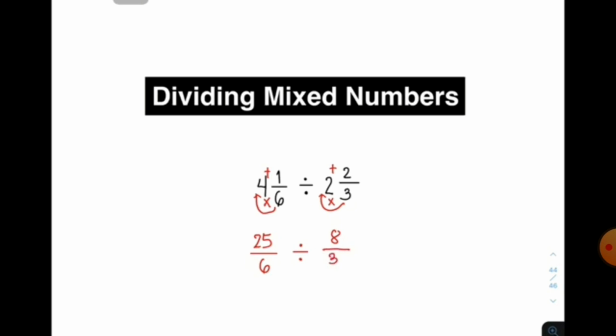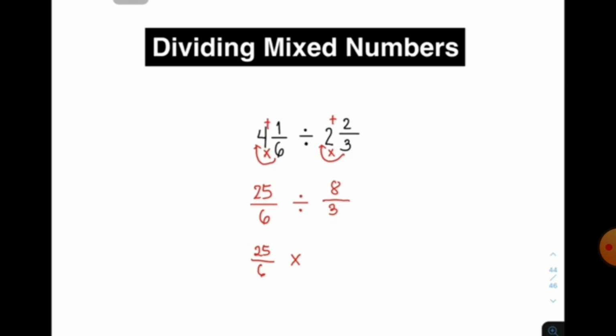So this time, we will apply the procedure. The pattern, keep, change, and flip. So we have to keep 25 over 6. Then, change the operation from division to multiplication. And then we have to flip from 8 over 3 magiging 3 over 8.